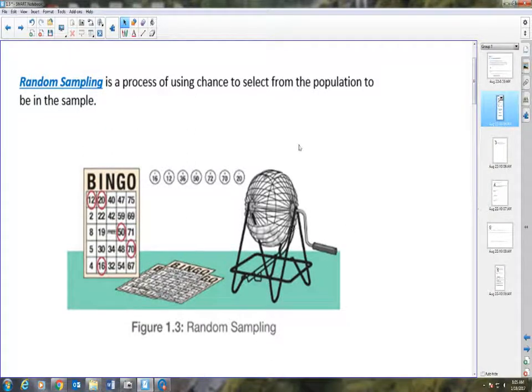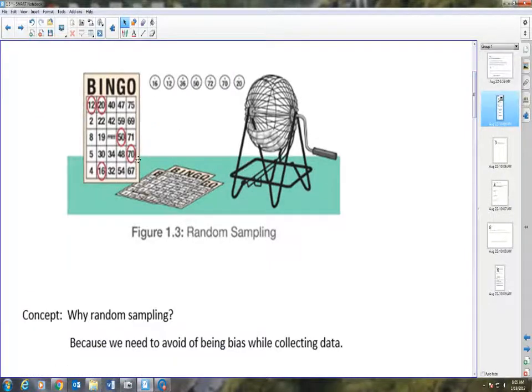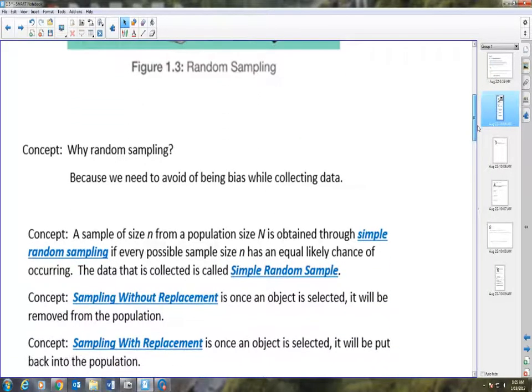Alright, and I love this picture that we have in the textbook: random sampling when you're playing bingo. Why random sampling? Because what we always want to do is try to avoid being biased while we're collecting data.